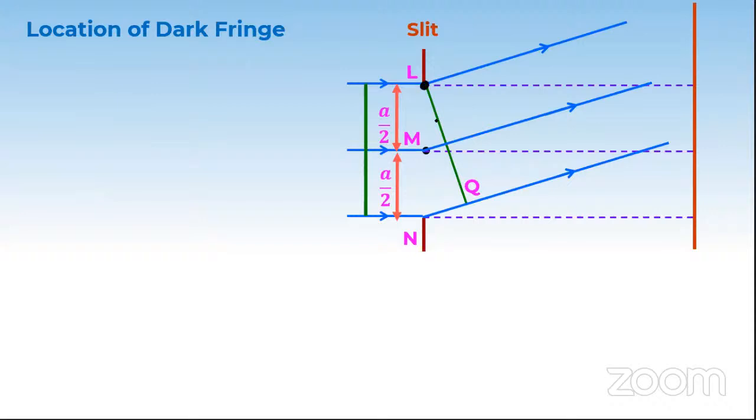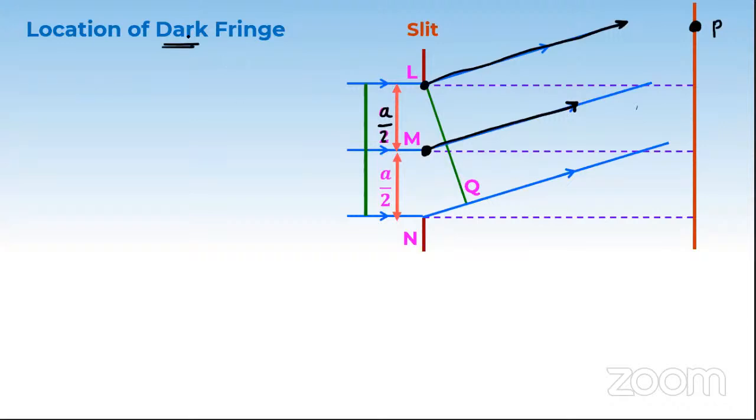Same condition I'm going to do here also, but not for these two points. Rather, I'll do it for any two arbitrary points between the slit which are located at a distance of a by 2. I'm going to assume that one light from this point L and one light from this point M, those two light waves are going and hitting the screen at a point P. They'll interfere.